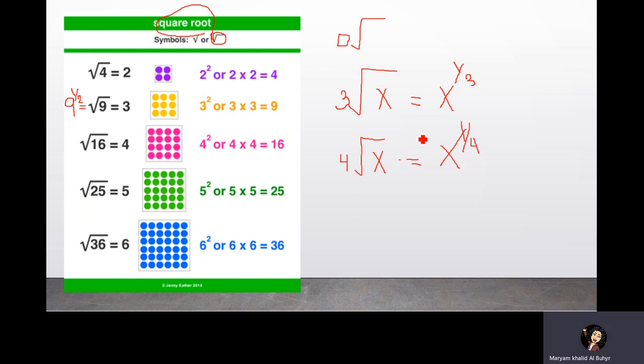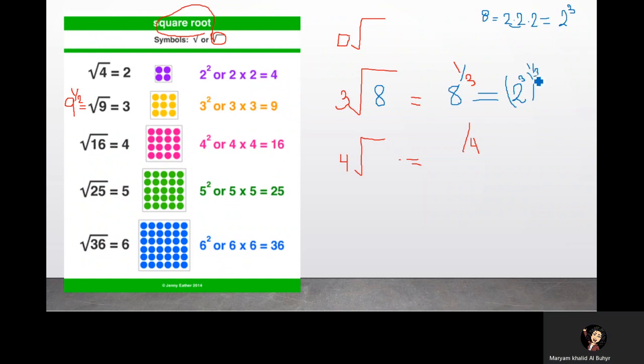I can write this 8 as 2 to the power 3. So instead of this 8, I write 2 to the power 3, which is all of this to the power 1/3. So that is a power raised to another power, which means this is directly 2. So that's the basic idea.